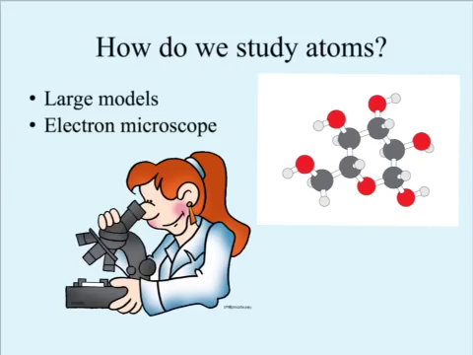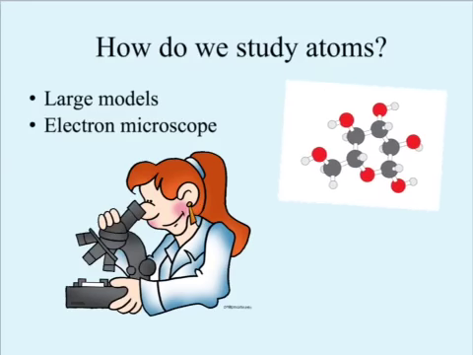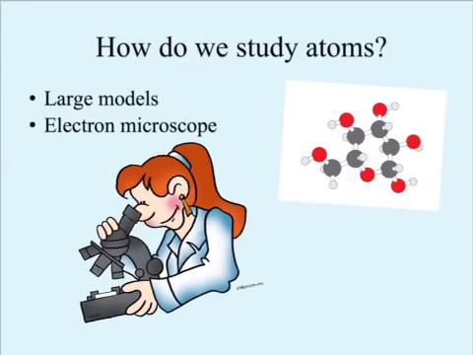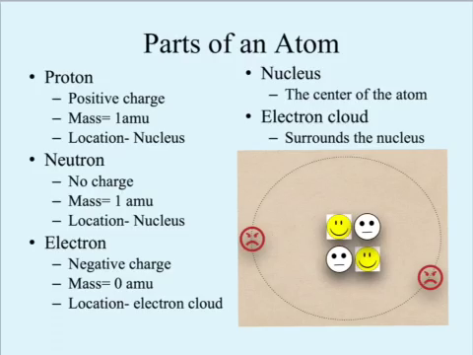If atoms are so small, how do we study them? Well, we can build 3-dimensional models, or we can build 2-dimensional models. We can also look at them through really big microscopes called electron microscopes. Okay, this should be a review. Parts of an atom. Protons have a positive charge, so in my diagram there, I gave them a happy face because they're nice and happy and positive. They have a mass of 1 AMU.